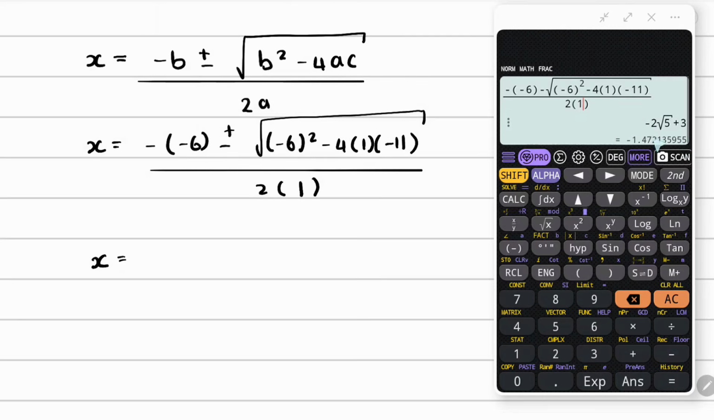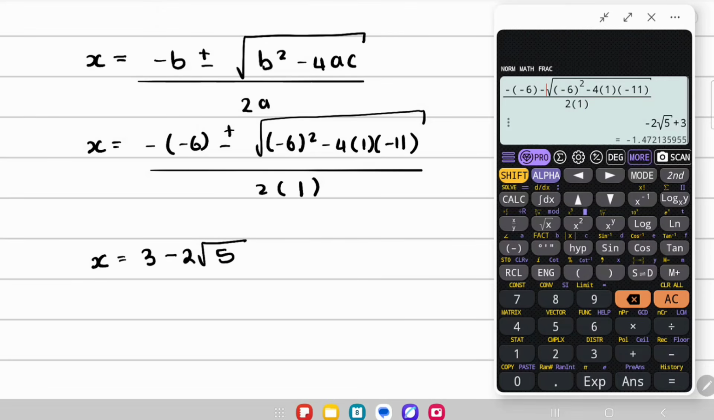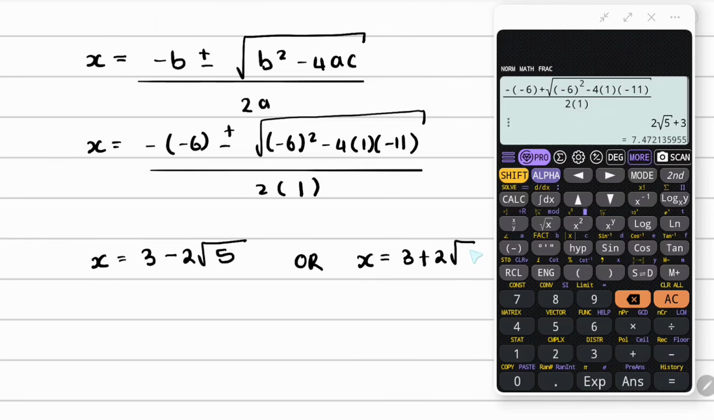Now, on your calculator, the order is just going to be a little different. It's going to say 3 minus 2 square root 5. Okay, so this is when we substitute the negative. So let's substitute the positive. And then the second solution is x equals 3 plus 2 square root 5. Okay, and it's better to leave it in surd form.